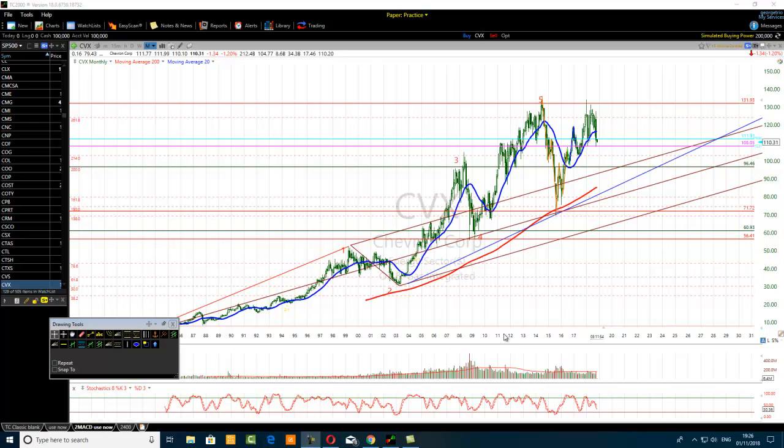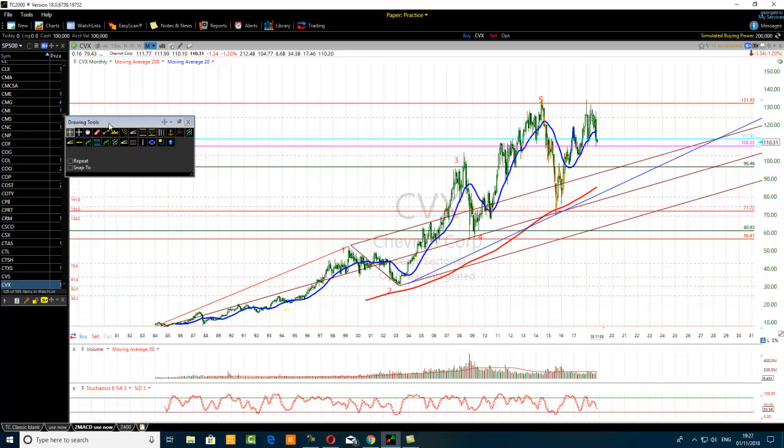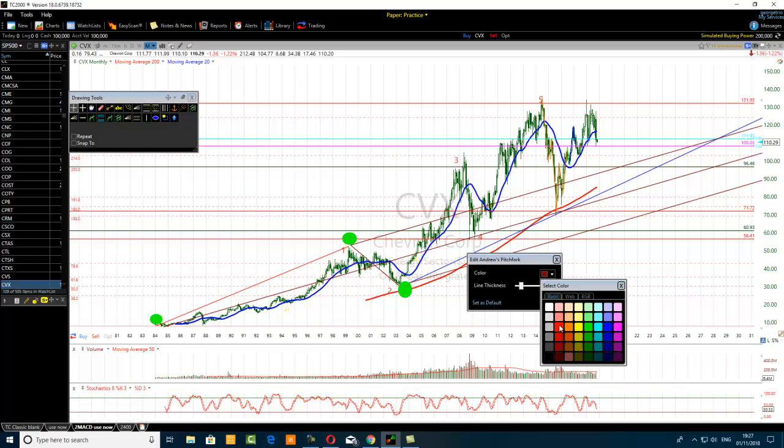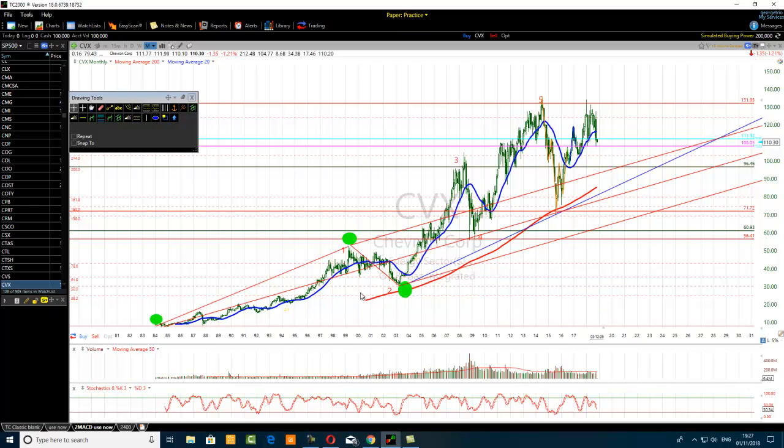The first Pitchfork tool that our traders should use is to connect the low of the first wave, the high of the first wave, and the low of the second wave. That is the first Pitchfork tool that one should draw and leave on the chart, especially on a monthly chart. You leave it there. Don't touch it.